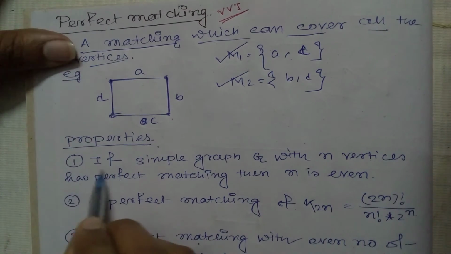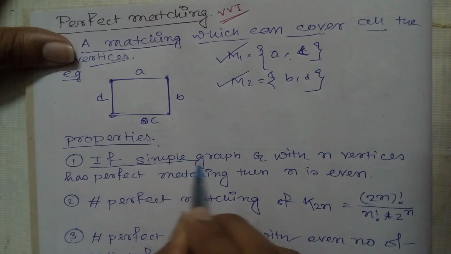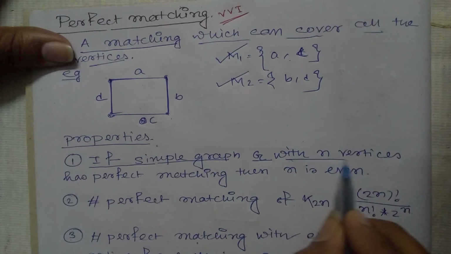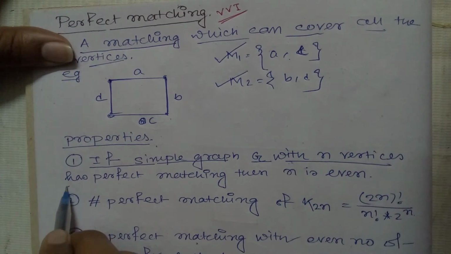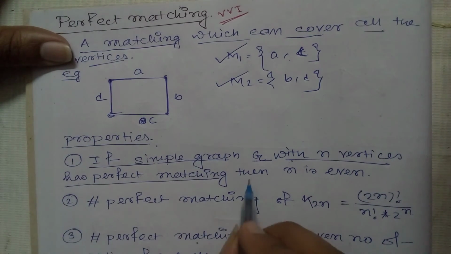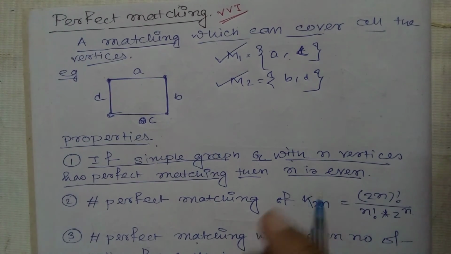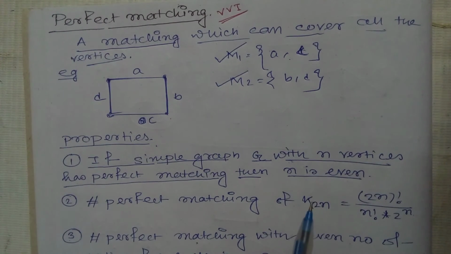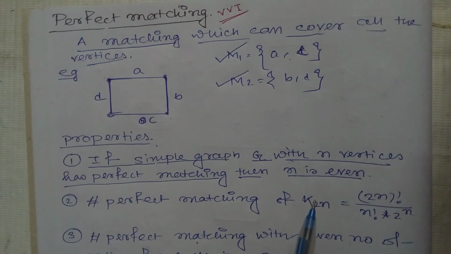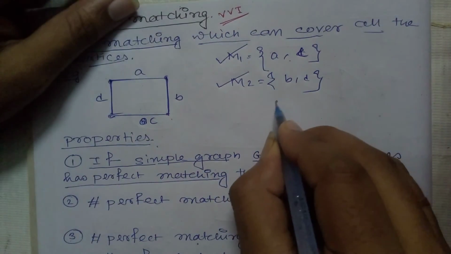It says if a simple graph G with n vertices has a perfect matching, then n must be even. It means if any graph has a perfect matching, then it must contain an even number of vertices. If it contains an odd number of vertices, then the graph cannot contain any perfect matching. I can give you an example.